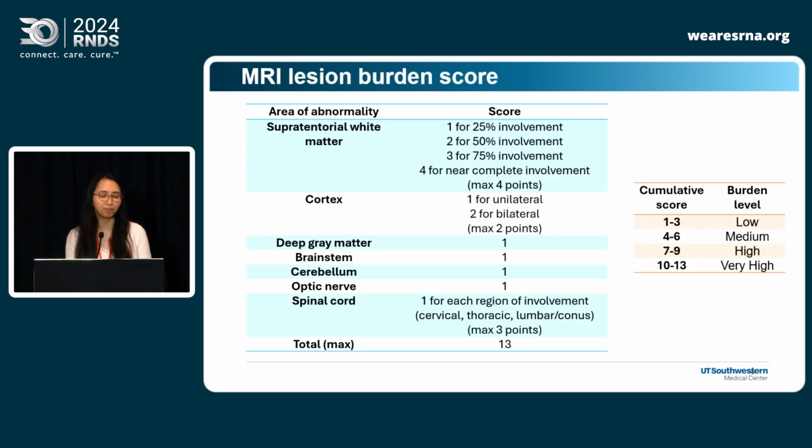We worked closely with a pediatric neuroradiologist, and we asked him to try to score the lesion burden on the MRIs for these kids. He gives a score for each area of signal abnormality, and depending on the region and how much it's involved, a higher score. The left side shows the different scoring for different areas, and the right side gives you the cumulative score in terms of lesion burden level: low, medium, high, or very high.